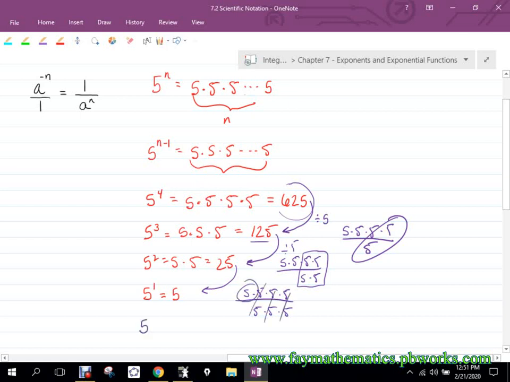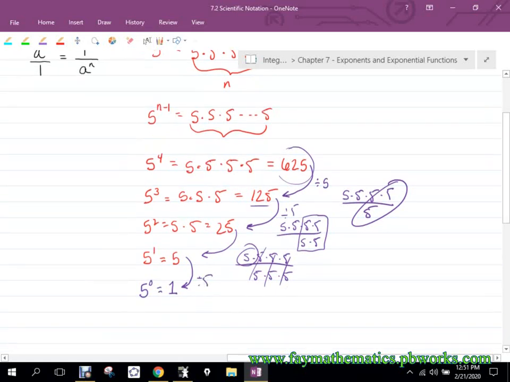If I ask you what 5 to the 0 was, what do we know anything raised to the 0 is? 1. Does it make sense that if I continue the pattern dividing by 5, what's 5 divided by 5? 1. Okay?